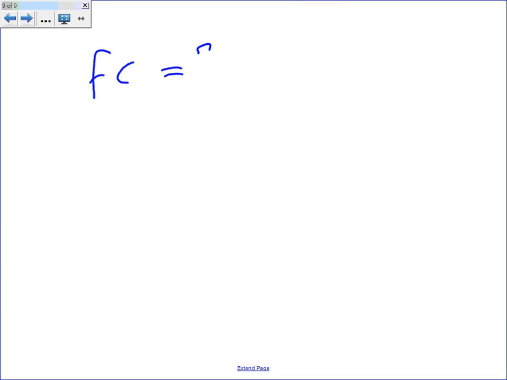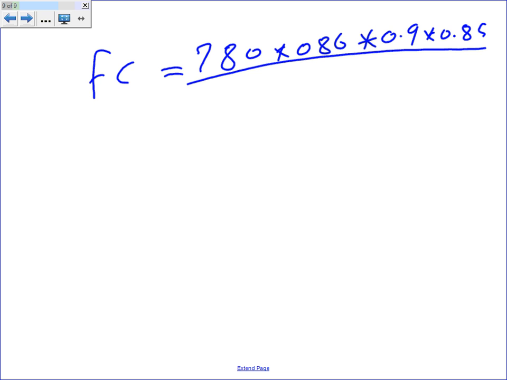780 times 0.86. That's a sine multiplied by, what was the guard? 0.9 and times 0.85. Did I miss anything? Divided by the distance. What was the distance? 5.8. 5.8 squared. If you do the math, would you come up with 15 point what?